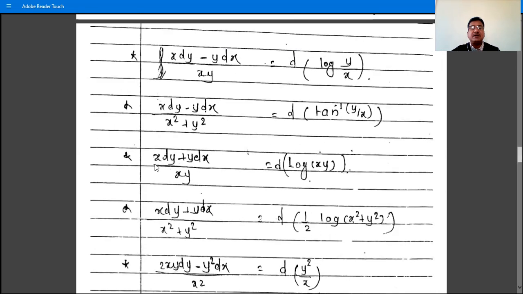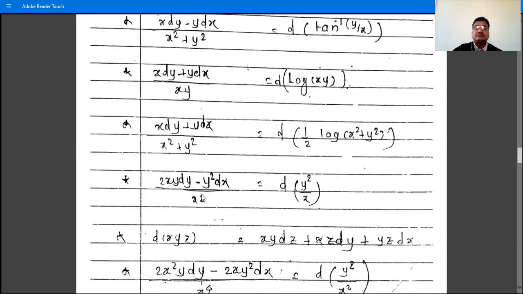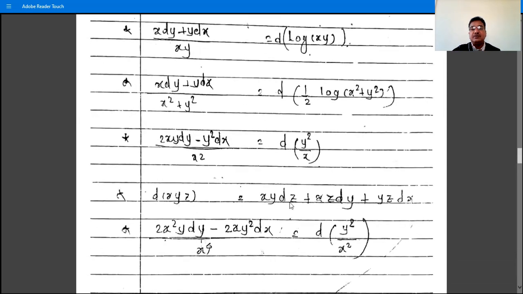If the factor is of this type, x dy plus y dx divided by x into y, then it is the derivative of log x into y. What is the derivative of log x into y? 1 by x into y into the derivative of x into y, which is x dy plus y dx. So we have this. If the factor is of this type, 2xy dy minus y square dx by x square, then it is the derivative of y square by x. The derivative of x into y into z is x into y dz, x into z dy, y into z dx.